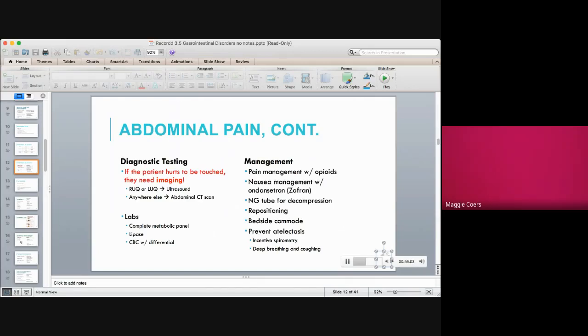As for nursing management, we want to manage the pain, usually with opioids. We really want to avoid NSAIDs with abdominal pain because NSAIDs do really cause gastric irritation. And they can also cause a lot of GI symptoms such as bleeding. If there's nausea with the abdominal pain, we could give Zofran, as we talked about. We want to decompress the stomach, usually with an NG tube to relieve that pressure and really clean out the contents. Repositioning the patient can help sometimes.